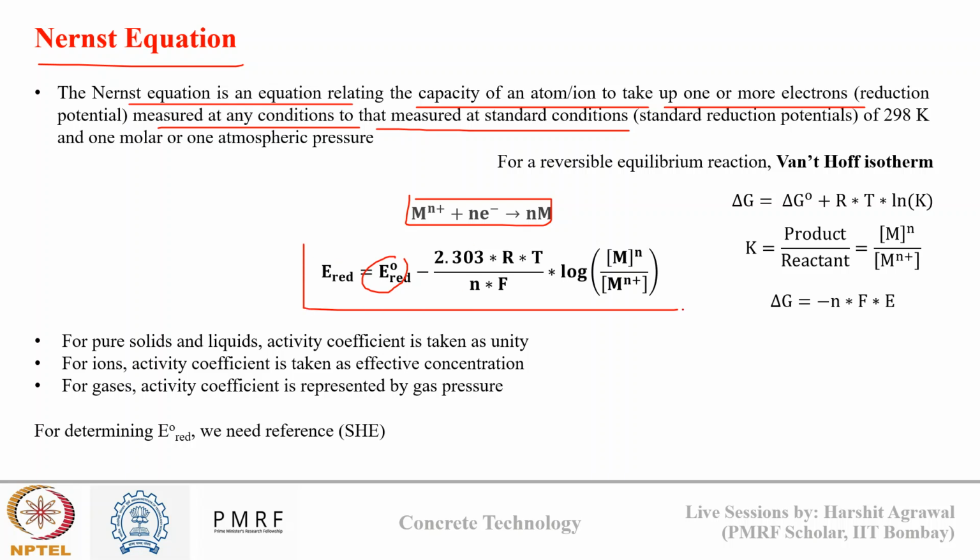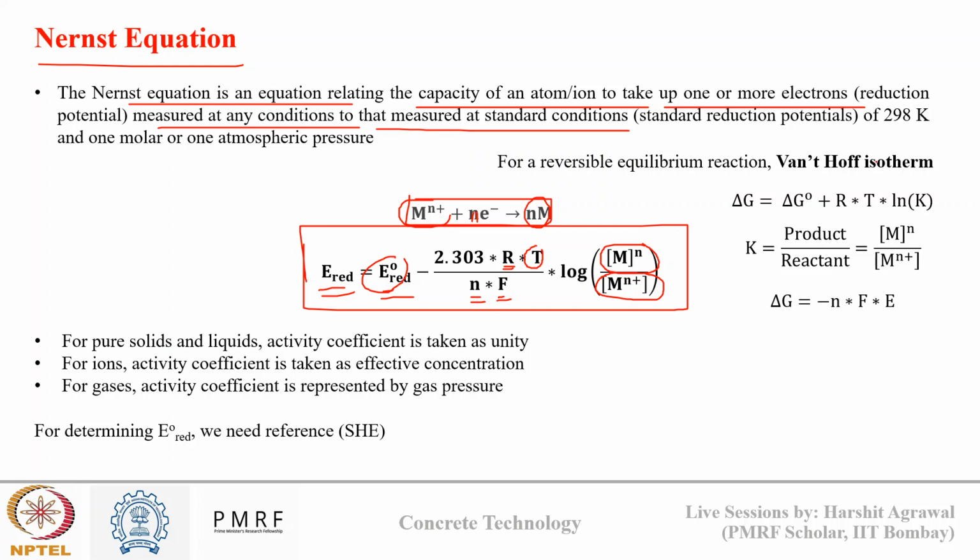So this is the reaction equation. The reduction potential in any condition is equal to the reduction potential in standard condition minus 2.303RT upon nF times log of the activity of product upon the activity of reactant. T is the temperature at which the reaction is occurring. F is Faraday's constant, that is 96500 coulomb. R is the gas constant, and n is the number of electrons involved in the reaction. M to the power n is the concentration of product, and M^n+ is the concentration of reactant.